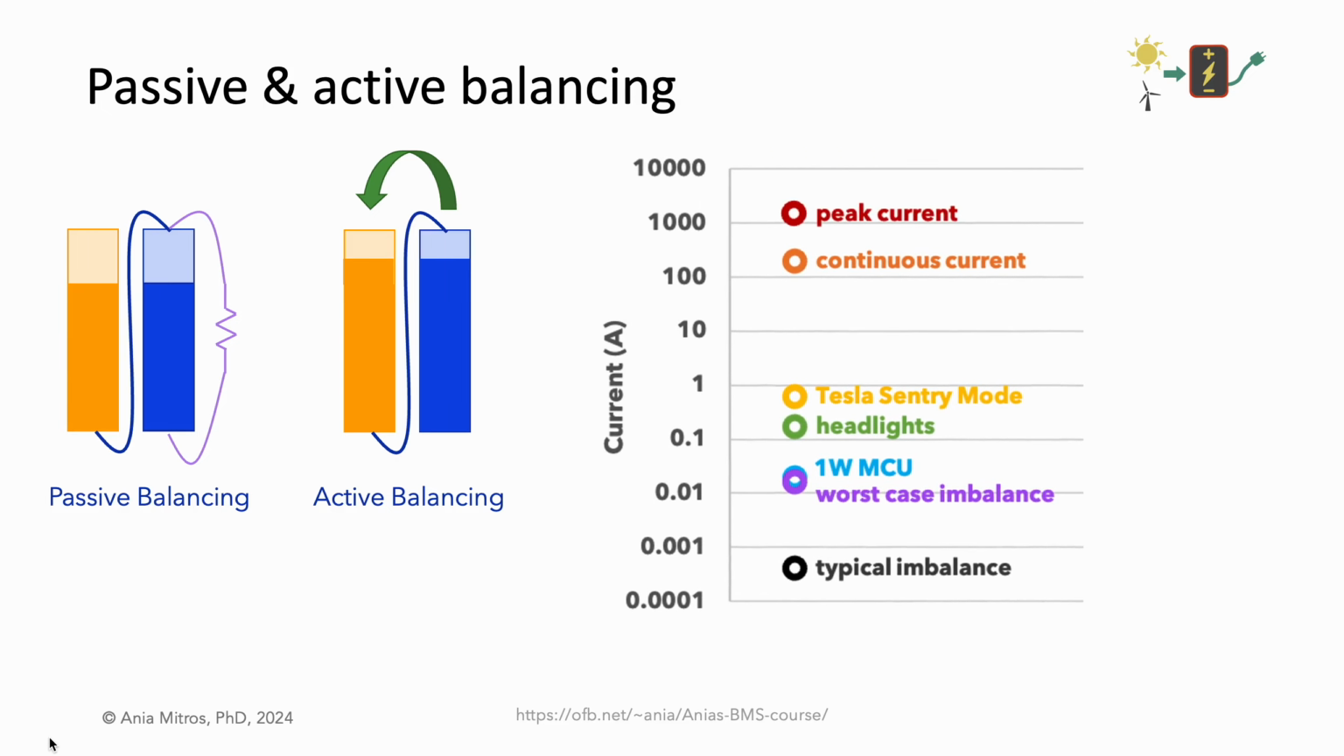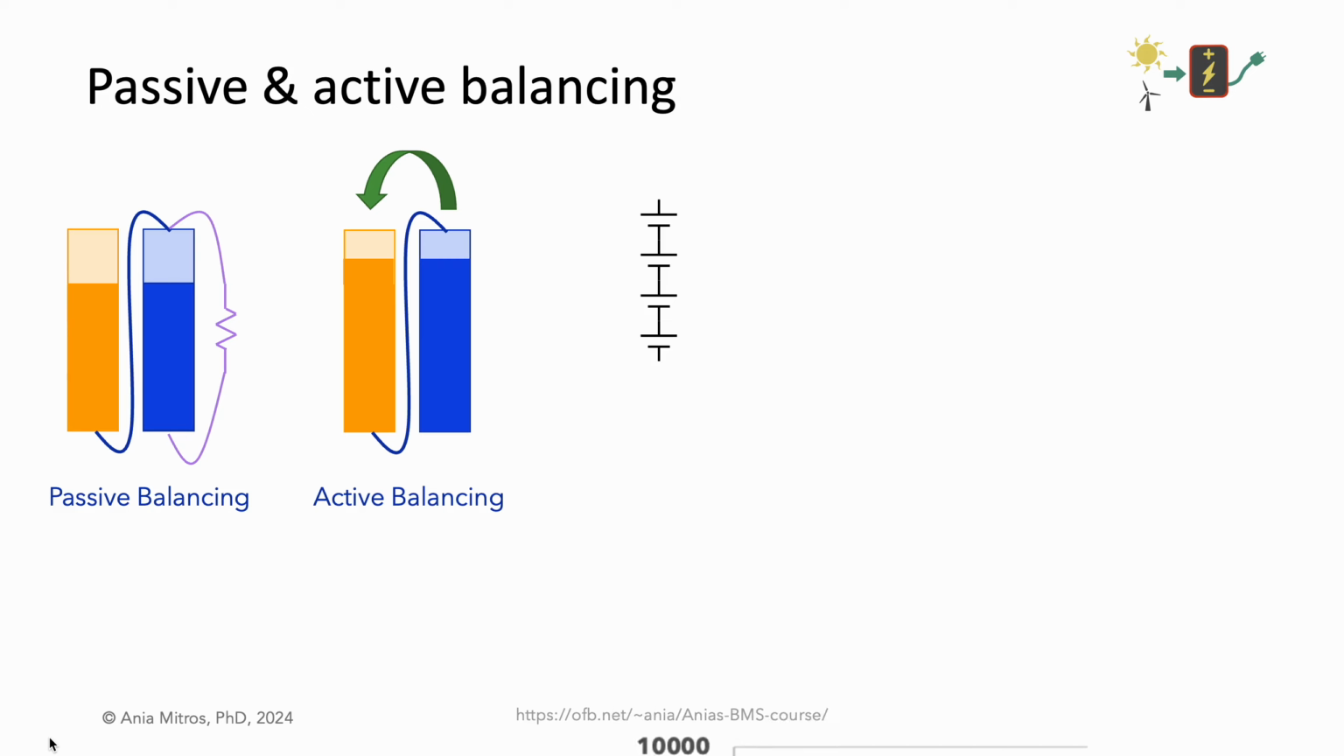Remember how we looked at relative magnitudes of system currents and found that balancing is relatively small? The value of the energy burned with passive balancing turns out to be small relative to the cost of implementing an active balancing circuit. Let's take a closer look anyway.